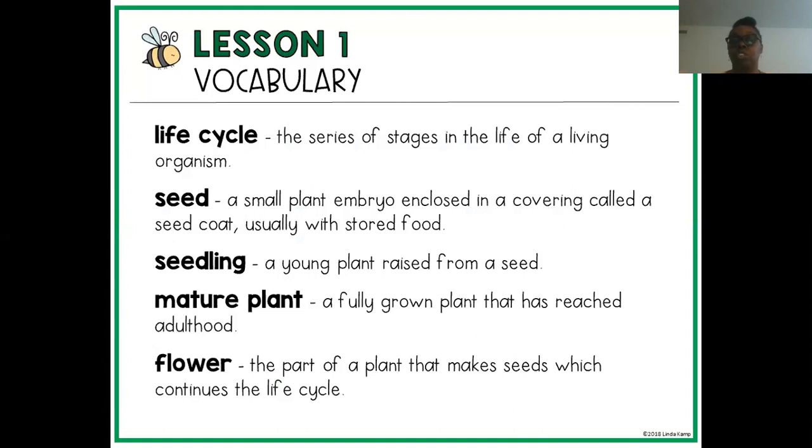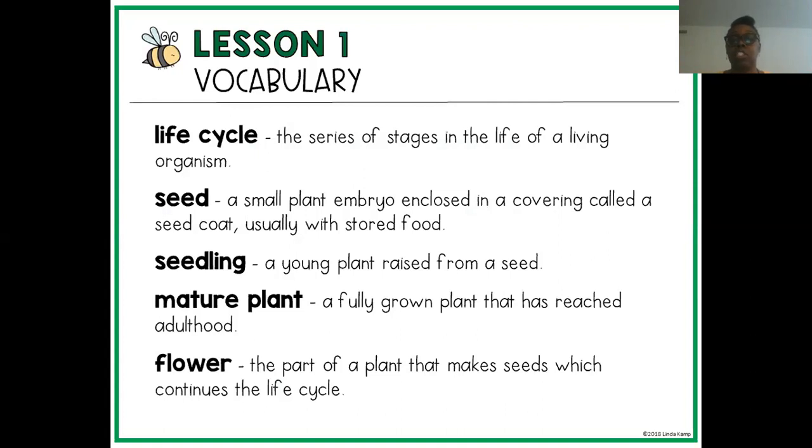Like your life cycle, you start out as a baby, then you are a kindergartner, then you're a 5th grader, then you become a middle schooler, and then a high schooler, and then an adult. So it's talking about your life cycle, how you grow. That's what a life cycle is.